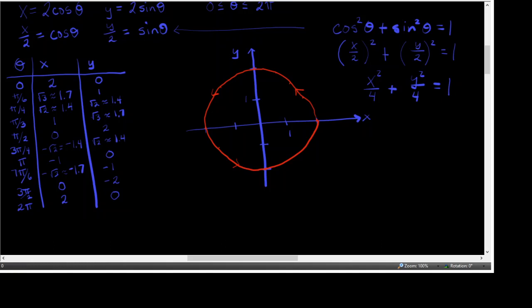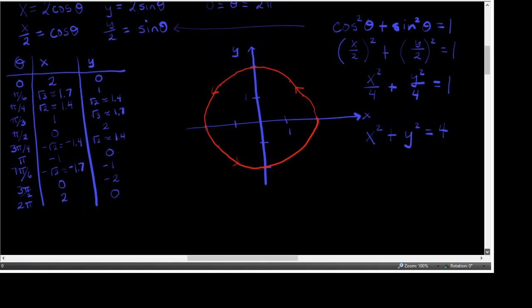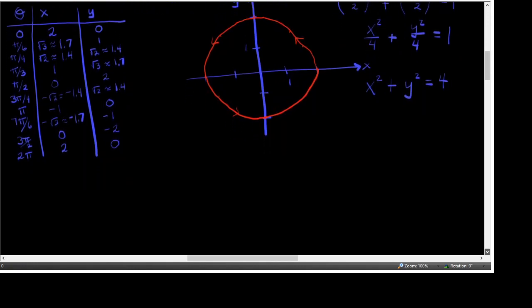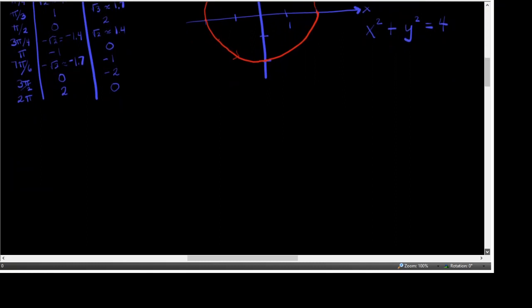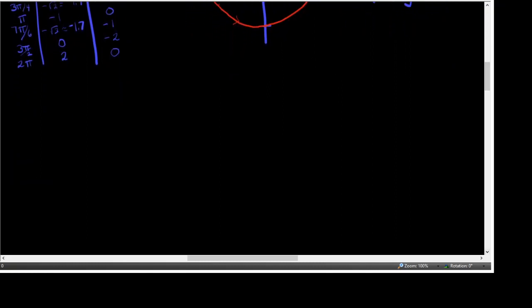So I'm going to multiply both sides of the equation by 4, which simplifies to x squared. Multiplying the next thing by 4 gives me y squared equals 4, which is a circle centered at 0 with a radius of 2, which is exactly what we graphed. And again, to get the orientation, you have to use the parametric equations. As t increases, which way is that thing moving along the path?